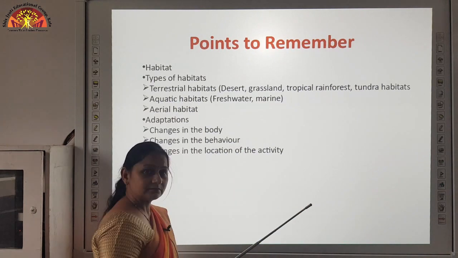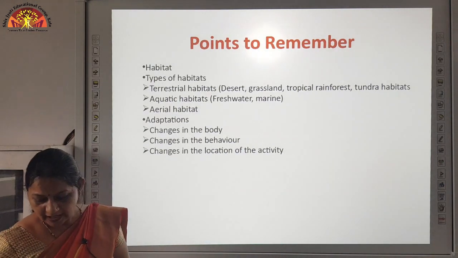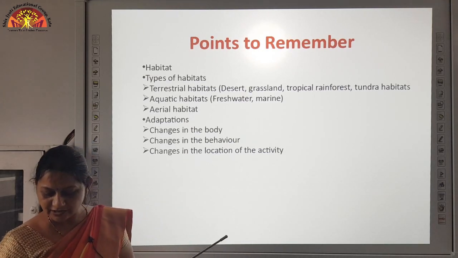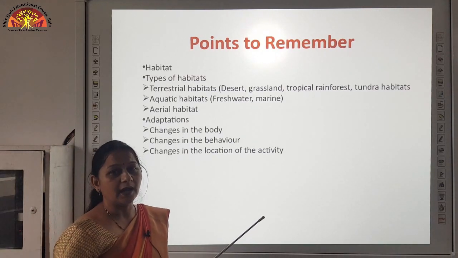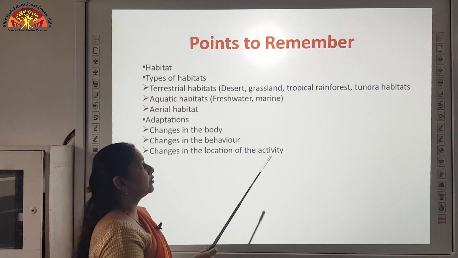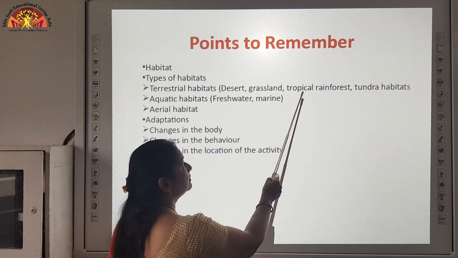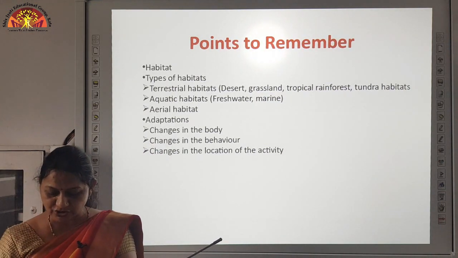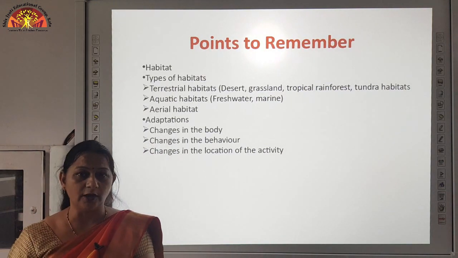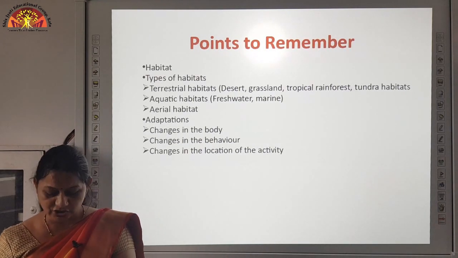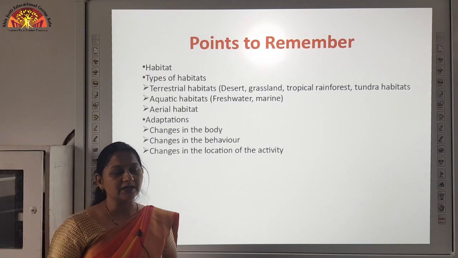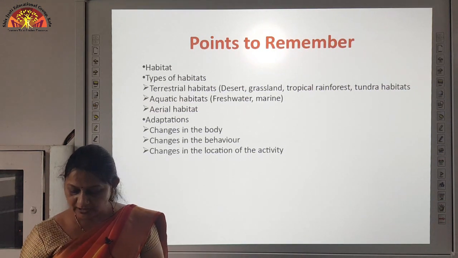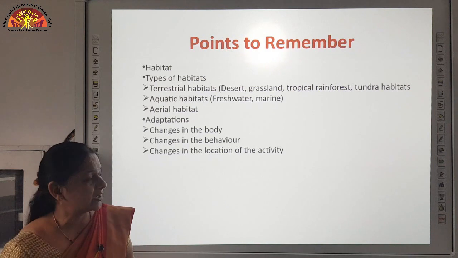Next is grassland. Here they get very moderate rainfall, and what are the animals which live here? They are zebra and some grasses, they grow in the grasslands. Then tropical rainforest. Tropical rainforests are the areas which receive heavy rainfall, and the animals which live here are snakes, monkeys and many trees like your mango tree, they are able to survive over here.